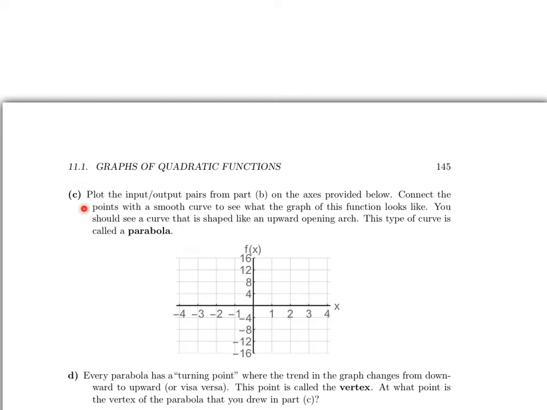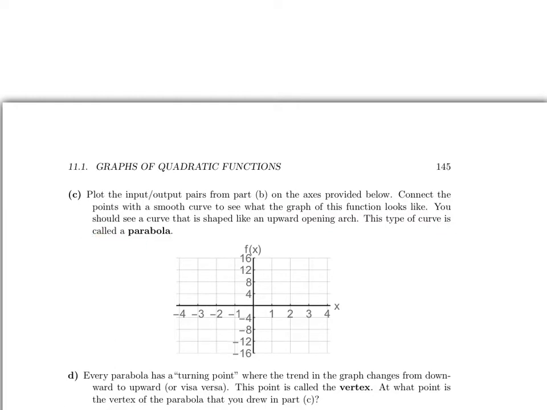Okay, let's look at part C. Plot the input-output pairs from part B on the axes provided below. Then connect the points with a smooth curve to see what the graph of this function looks like. You should see a curve that is shaped like an upward opening arch. This type of curve is called a parabola.